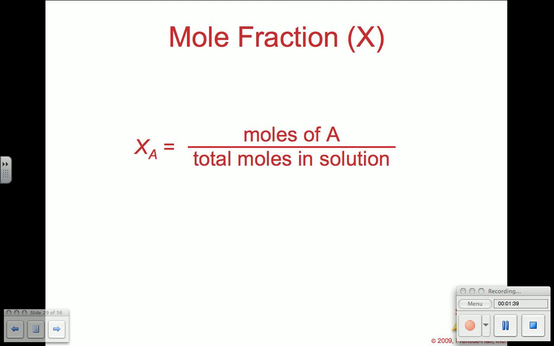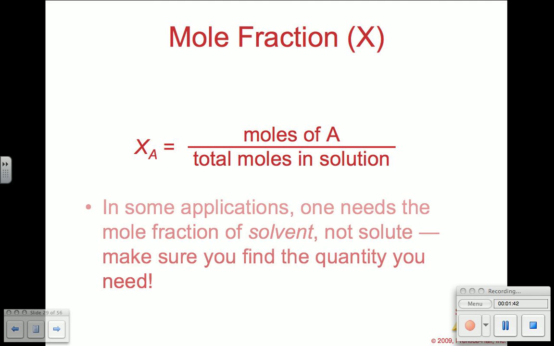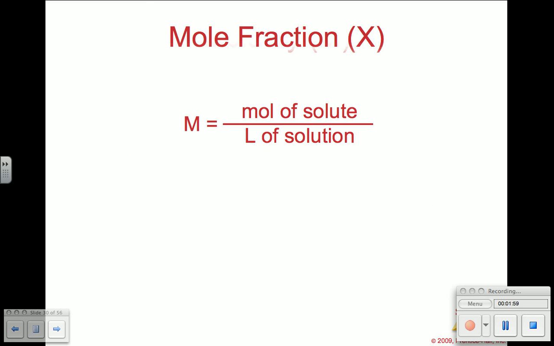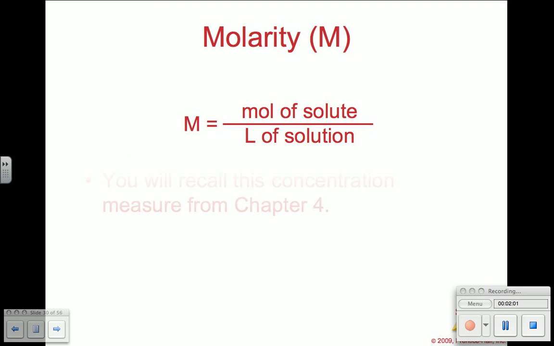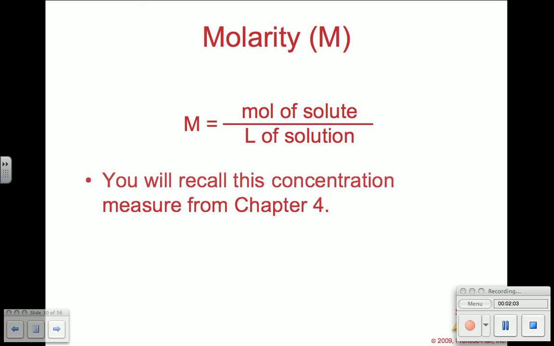And then another way that you might see solutions expressed would be in a mole fraction. So you have the total moles in a solution, and then the fraction of that is the substance that you're interested in. In some applications, one needs the mole fraction of solvent, not the solute. So make sure when you're looking at the problem or at what you're solving for, it's clear whether you're solving for the solute or the solvent.